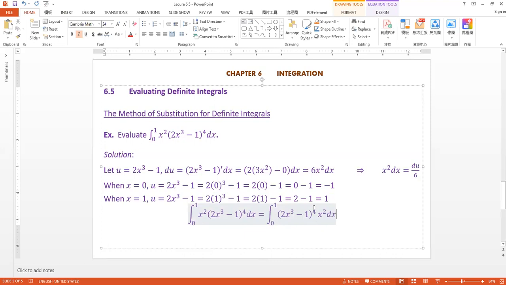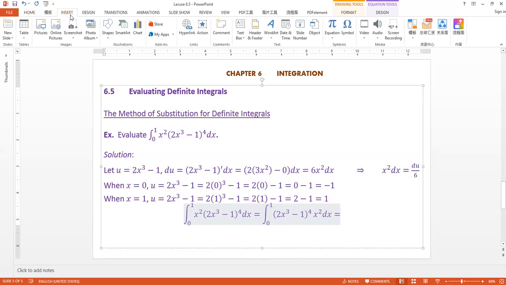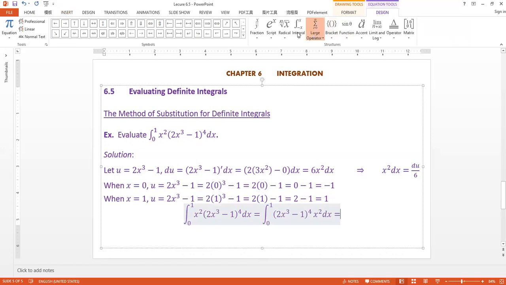You can see now we can rewrite everything in terms of u. 2x cubed minus 1 is just u, so we got the integral of u to the 4th. So that's u to the 4th in the first term, where u equals 2x cubed minus 1, and then x squared dx.